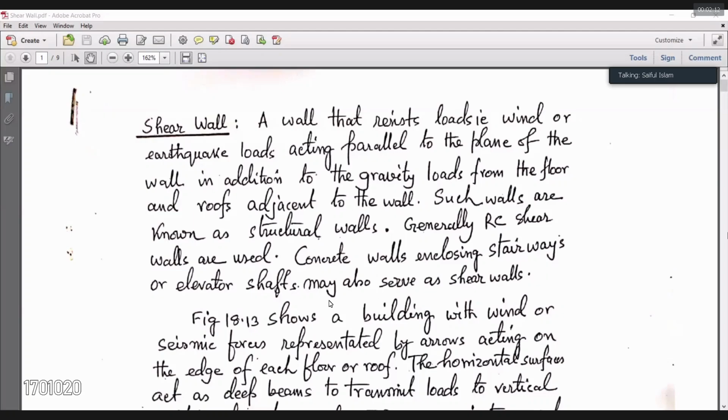Walls enclosing stairways or elevator shafts may also serve as shear walls. So sometimes your stairways are enclosed with concrete walls, and these may also act as shear walls. Or elevator shafts, which are enclosed by walls, also serve as shear walls. So we shall see this in the figure.